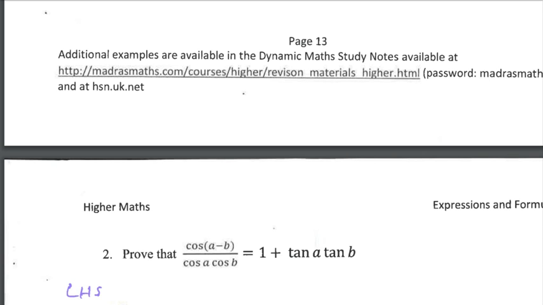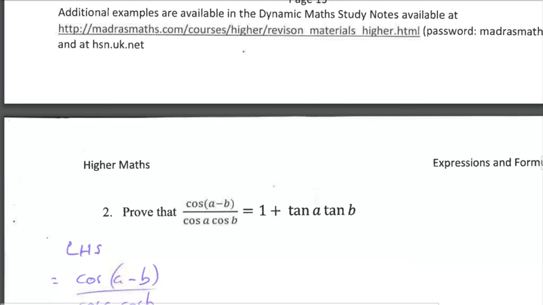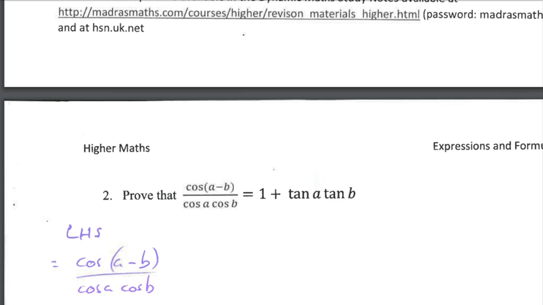what on earth am I meant to do there? As I said in the previous video, it's not a case of what am I meant to do, it's a case of what can I do. So we always start with the left-hand side of the equation. So we've got cos of (a minus b) over cos a cos b. Now what can I do with that?